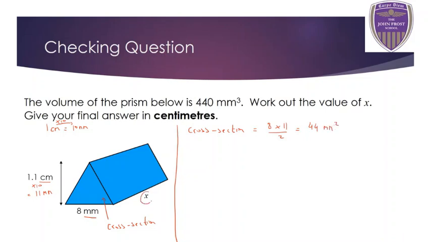And now look, I don't know what X is, but I'm told the volume is 440. So I hope this makes sense now. The cross section times the length. Let me call this question mark instead. 44 times something must equal 440, because the volume is 440. I hope we can see that the question mark has got to stand for 10, because 44 times 10 is 440. Yeah, 44 times 10 is 440. So X is 10.